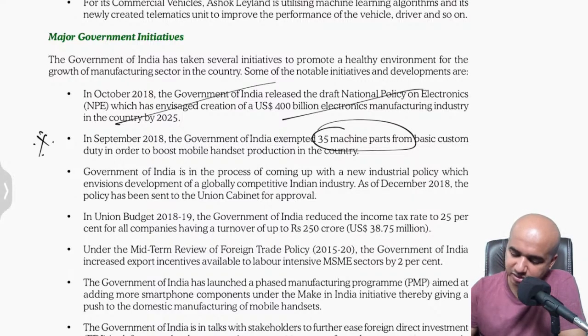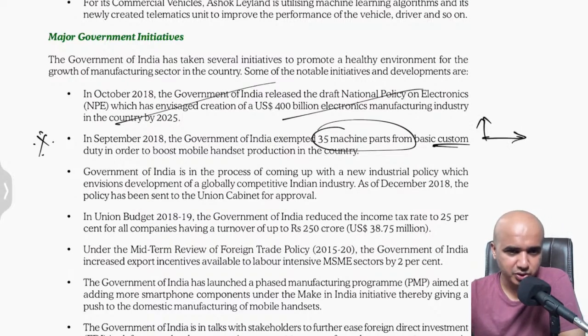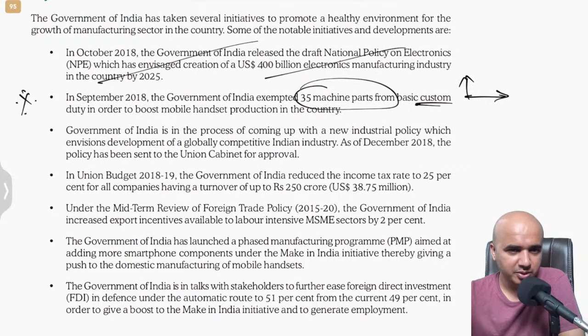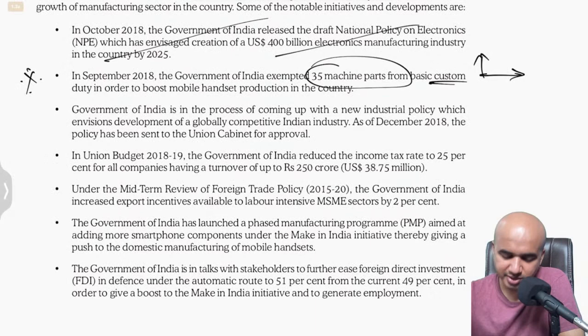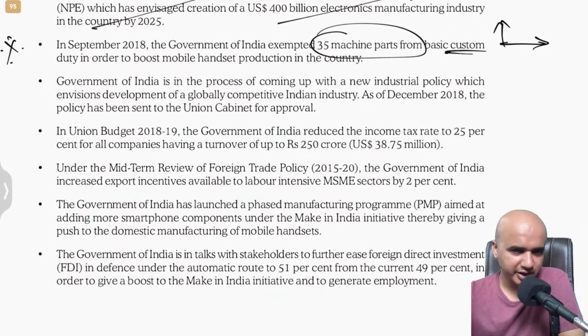If you add custom duty, the cost will simply add up and ultimately be passed on to the end customer or consumer. To avoid this, the government has kind of subsidized it. Basically, because they're not charging tax on that, they're losing money on that. But anyway, to encourage manufacturing, they have done this. Good.